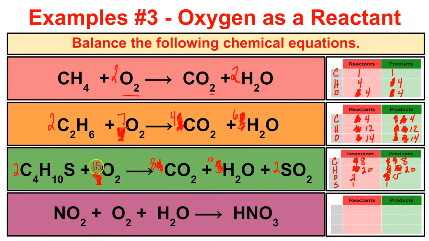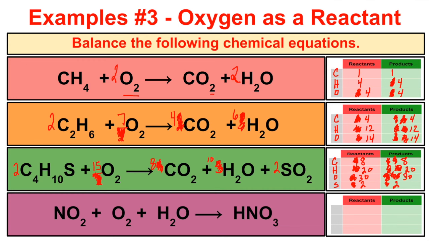If we take a look at the oxygens, 15 times 2 is 30. We have 8 times 2 is 16 here, plus the 10 here is 26, and 2 times 2 is 4, and 4 plus 26 is 30 on both sides. And if we take a look at the sulfurs, we have 2 sulfurs on the left and 2 sulfurs on the right. So our chemical equation is now balanced.